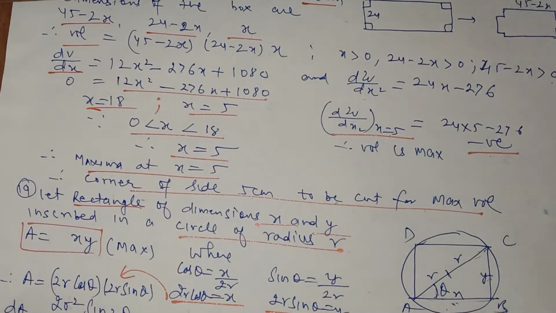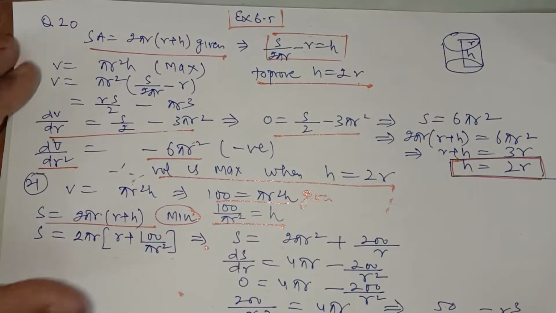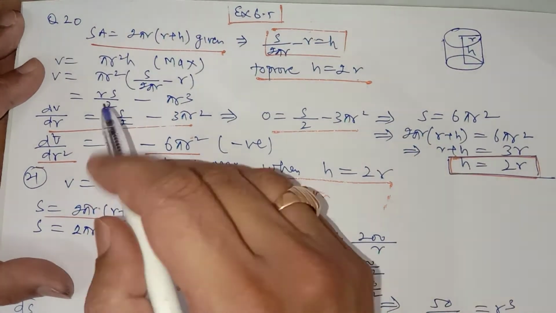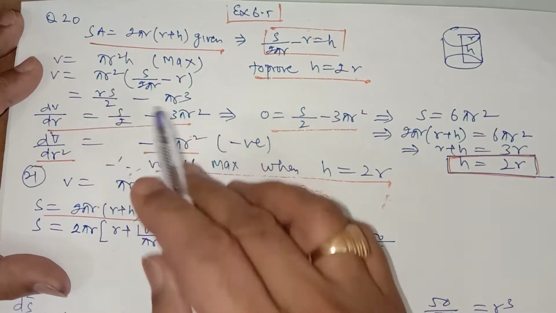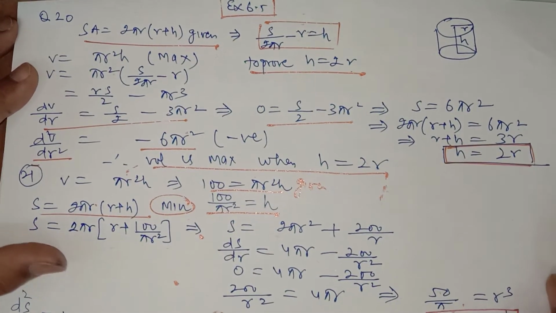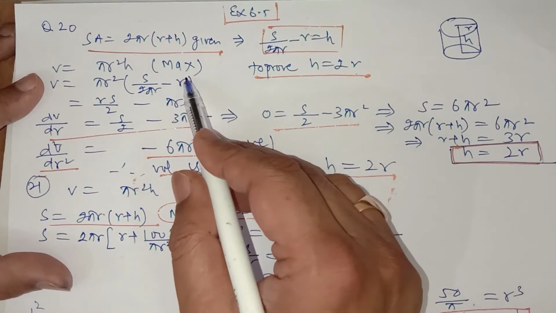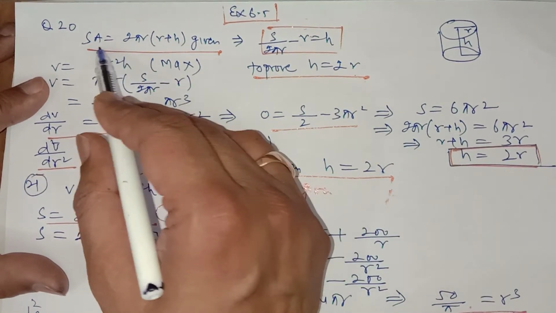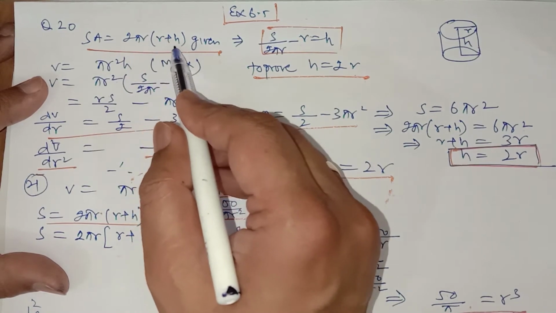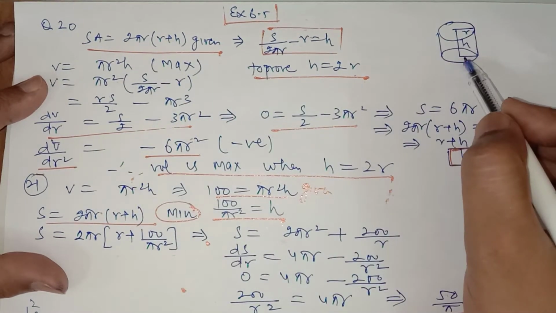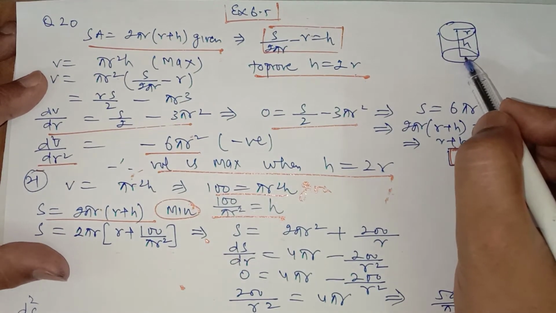Now in question number 20, it is given that the surface area of the cylinder is given, and you have to prove that the height of the cylinder is equal to the diameter of the cylinder when the volume is maximum. So it means it is given that the surface area, which is 2 pi r (r plus h), is given of the cylinder whose radius is r and height is h.